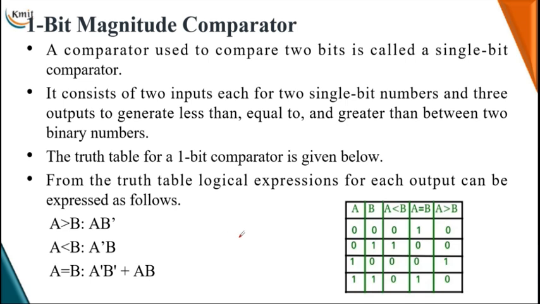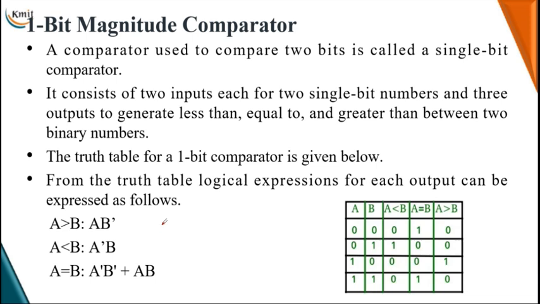Now a 1-bit magnitude comparator. Let me design a 1-bit magnitude comparator here. This 1-bit comparator compares 2 bits, so it is called a single-bit comparator. It consists of 2 inputs, each a single-bit number, and 3 outputs, which generate the outputs of less than, equal to, or greater than between the two binary numbers.